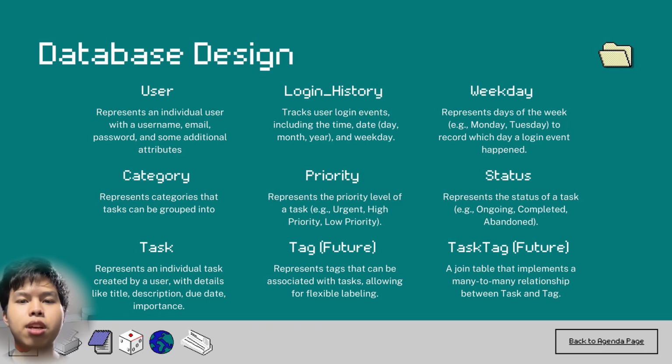The other two tables are ones which we will do in the future. These include tag, which represents a tag that can be associated with tasks, allowing for flexible labeling. And lastly, task tag, a join table that implements a many-to-many relationship between task and tag.